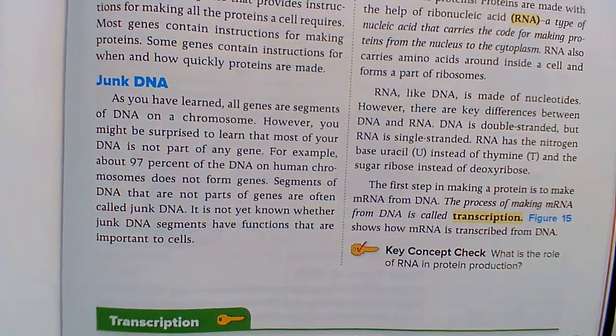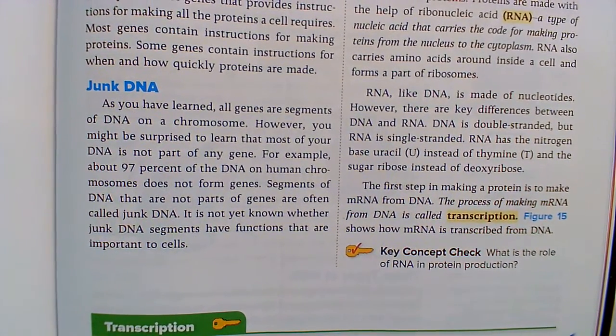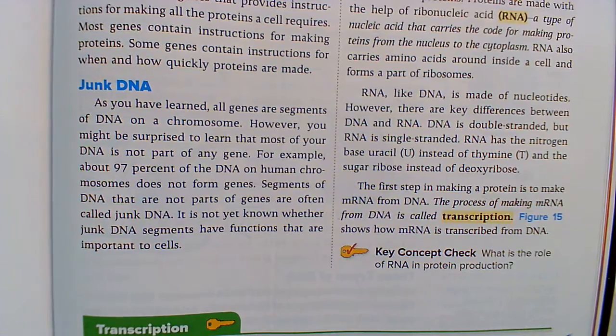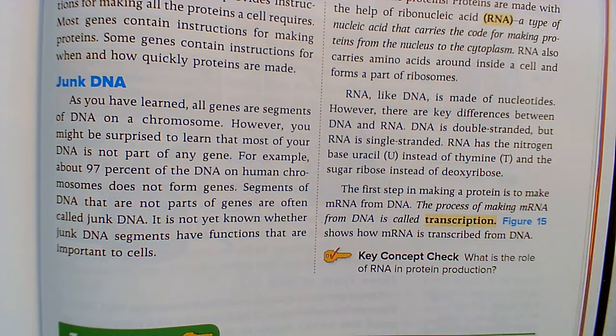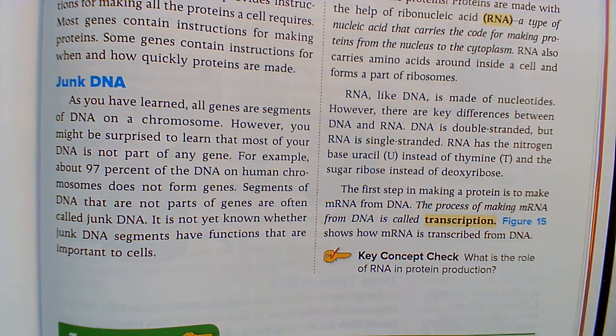So our key concept check says, what is the role of RNA in protein production? Okay, so the role of RNA in protein production. First of all, it acts as a transporter of the recipe, right? It's a messenger. It carries the code for making proteins from the DNA in the nucleus to the cytoplasm. So it's kind of like that recipe that you wrote out.